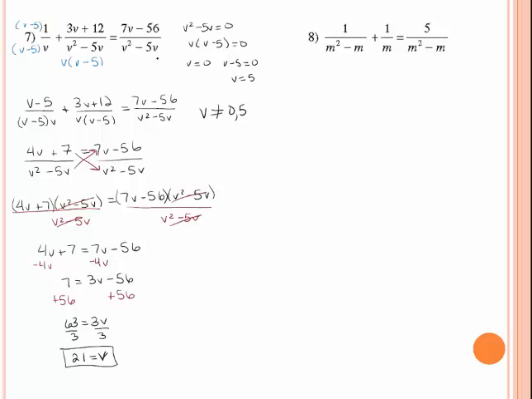Okay, here I have m squared minus m, and m. M squared minus m factors to m times m minus 1. So I need to multiply this solo m times m minus 1, and my numerator times m minus 1. And when I multiply 1 times m minus 1, I just get m minus 1. 1 plus m minus 1 is just m.